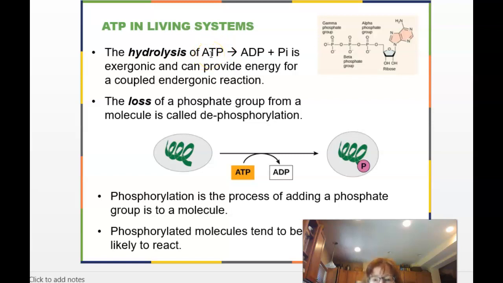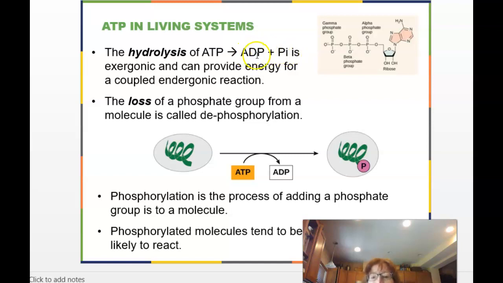Remember hydrolysis from way back when we use water to break some bond? And in this case, water is used to break the bonds, one of those phosphates off of ATP. When it does that, it releases energy. And then we're left with, so here's the phosphate that came off. This Pi stands for phosphate. And the ADP is the other part of it, right?